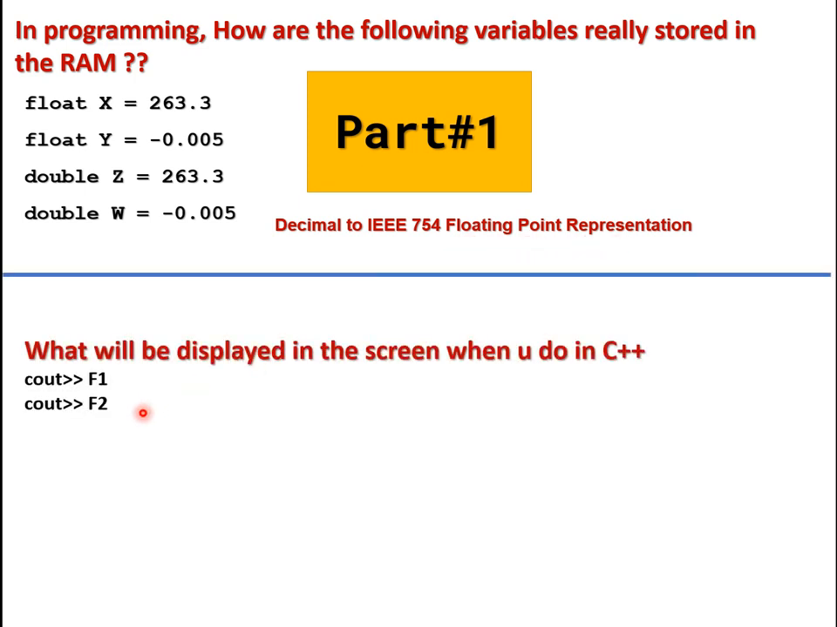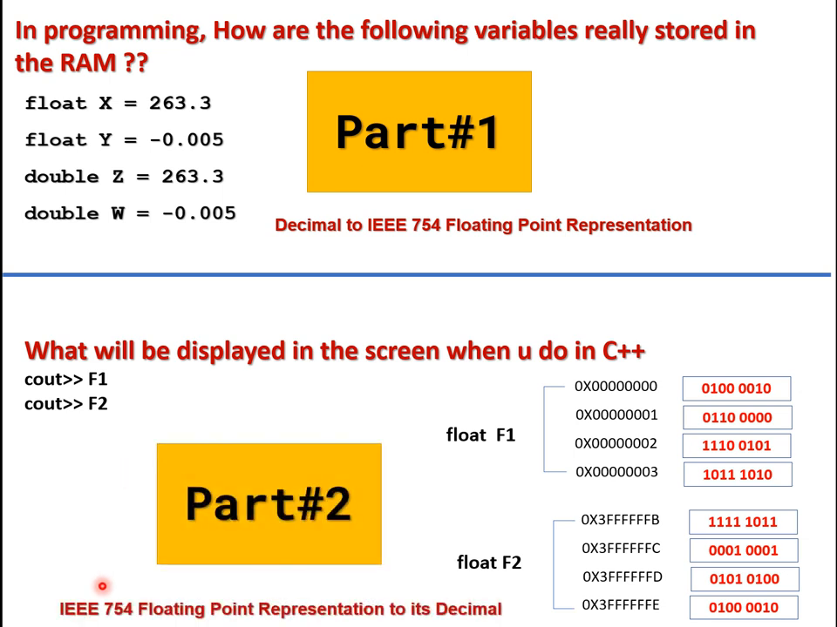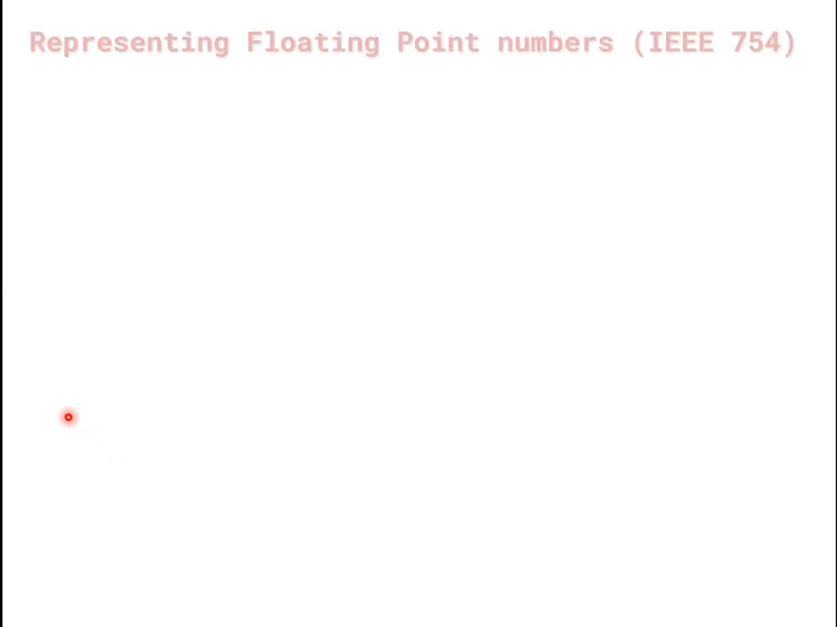The second part will be the opposite. In C++ or in Java, when we say print or println, when we see cout of f1 and cout of f2, and we assume that f1 and f2 were both declared before as float numbers and stored in memory, when we read them, we have to convert this binary form into its decimal form. And this is going to be part two, which has the title IEEE 754 Floating Point Representation to its Decimal Form. Okay, let's start with part one, but before that, let's examine together what we mean by IEEE 754 format.